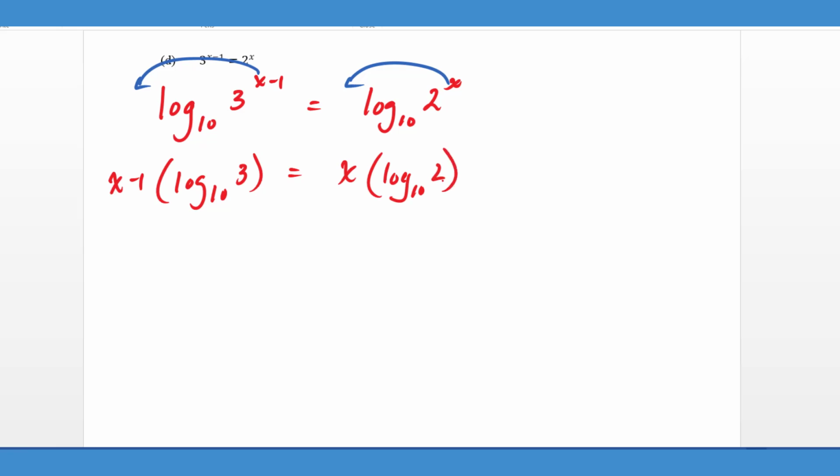Okay, so you can see we've got a little bit of a different scenario going on here. Now what I'm going to do with this, and this may look a little strange to you at first, is distribute the log to both of these parts.